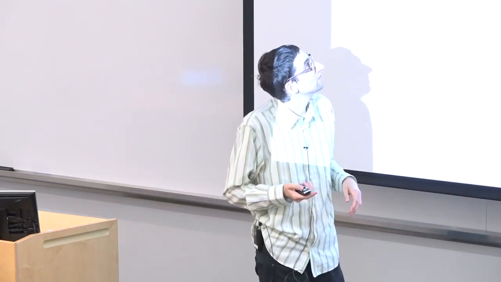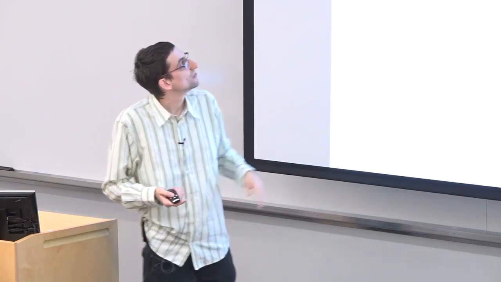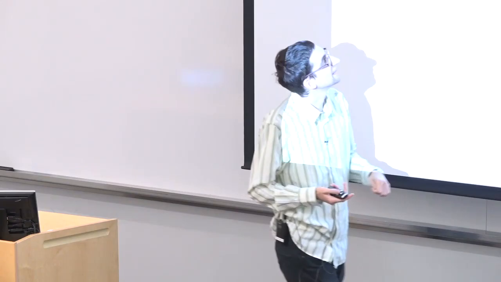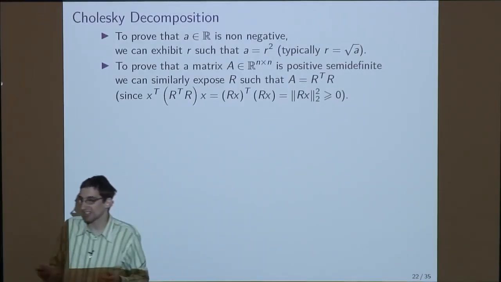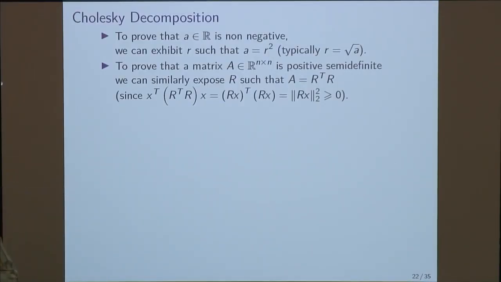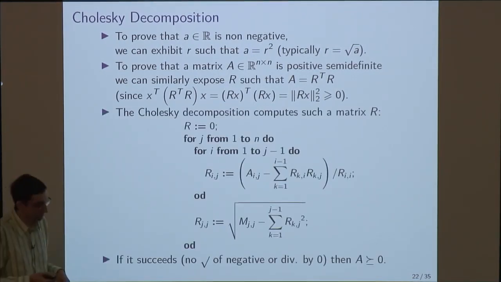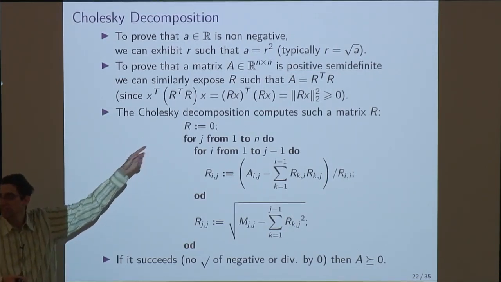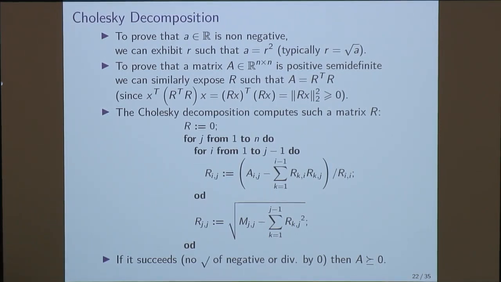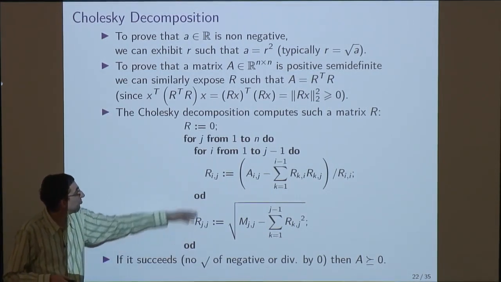And basically, that's also what we did more or less for polynomials. You can do the same thing for matrices. A matrix is non-negative if and only if you can express it as not exactly a square. You have to transpose the first matrix, but it's almost a square. And it turns out that it's not the square root here, but we have an algorithm to compute this kind of square root, R. This is called a Cholesky decomposition.